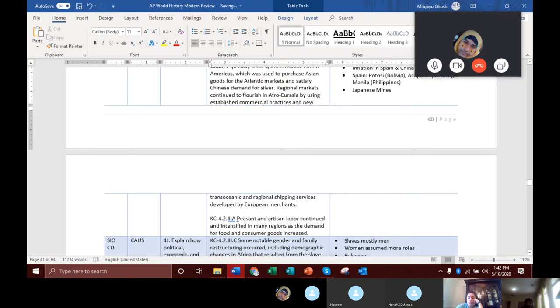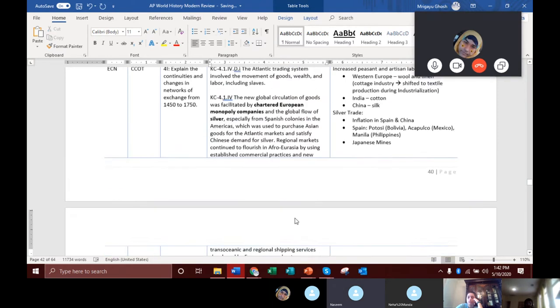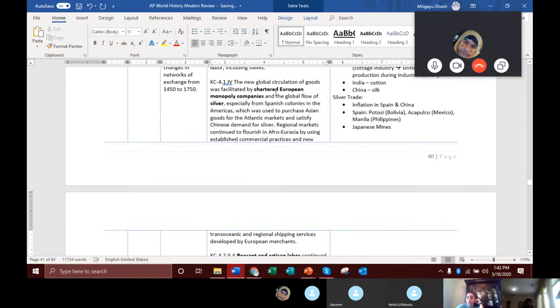And finally, peasant and artisan labor. That's an important thing, so I'll bold that. Continued and intensified in many regions. Okay. So silver, chartered European monopoly, and then Chinese demand for silver. I think these are the big ideas here.